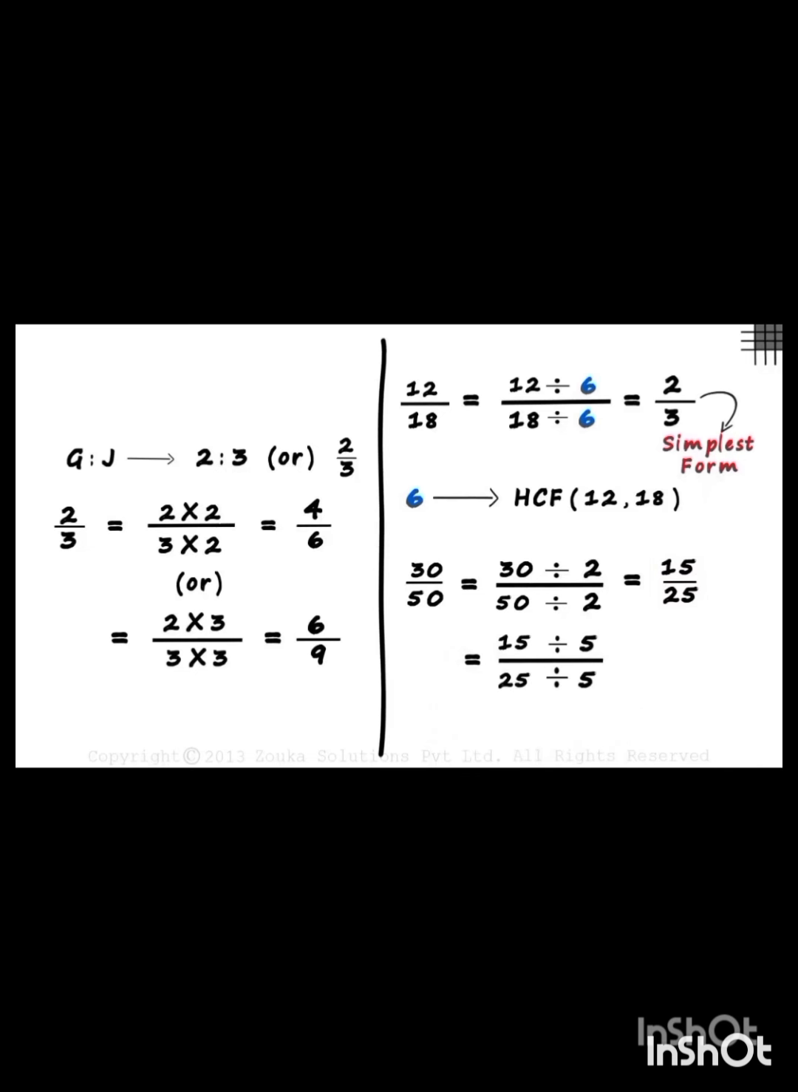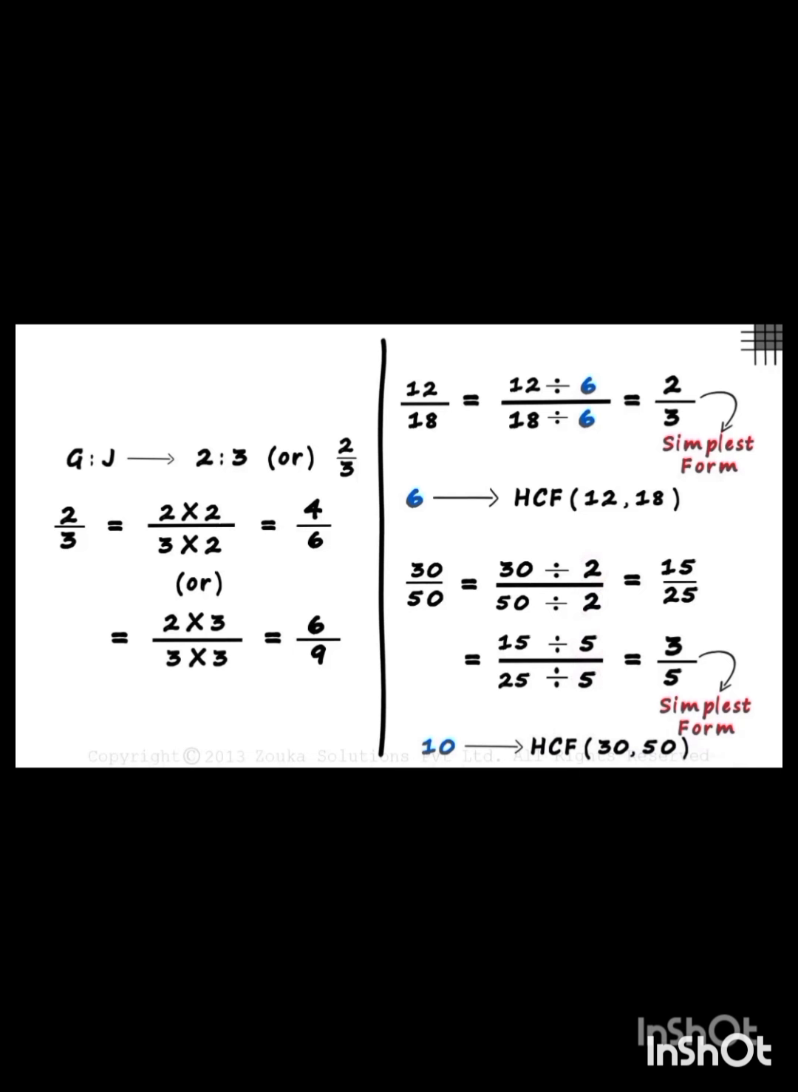So which tells us that this is not the simplest form. We divide the numerator and denominator by 5 and we will get 3 over 5. Factor apart, so this is the standard form of the ratio 30 and 50. The product of all numbers by which we divide the numerator and denominator will be the HCF of 2 and 5, that equals 10.